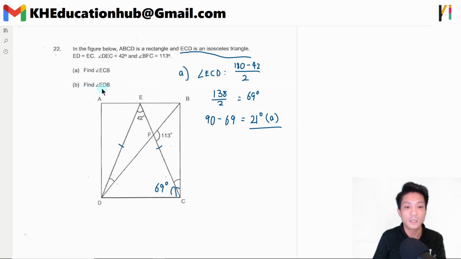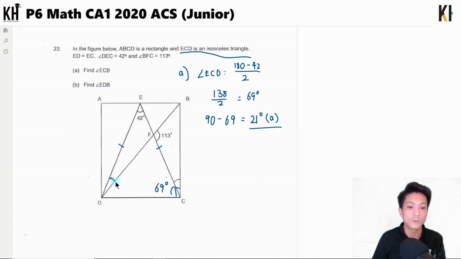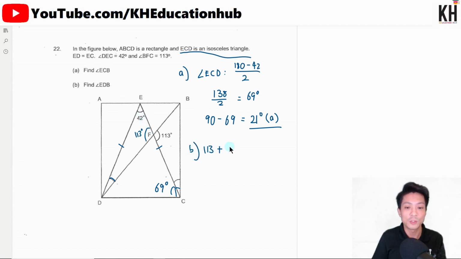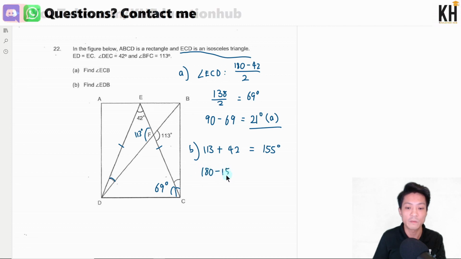Part B, we need to find angle EDB, which is this one over here. Relatively easy. We can find this angle. This is 113, using vertically opposite. So we just need to use 180 minus 113 minus 42. So 113 plus 42 will give me a 155 degree, and 180 minus 155 will give me 25 degree. This is the answer for part B.